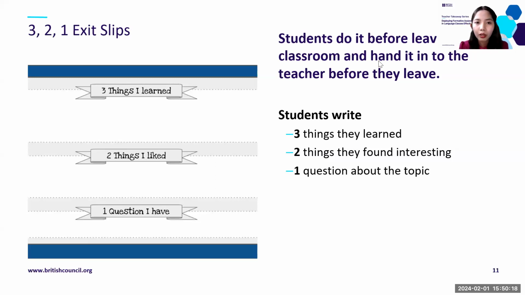So in this 3, 2, 1 exit slip, we need to give students a piece of paper, and students have to write 3 things they have learned, 2 things they found interesting, and then the last one is 1 question they want to ask about the topic.